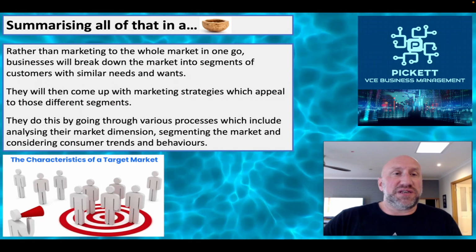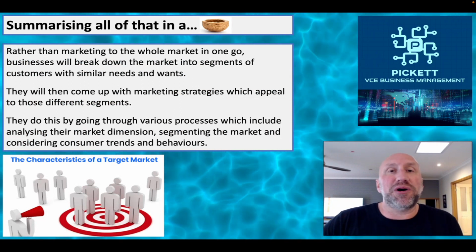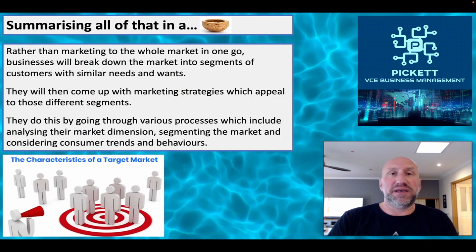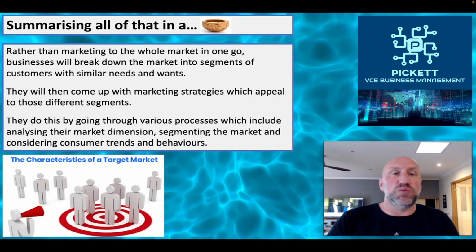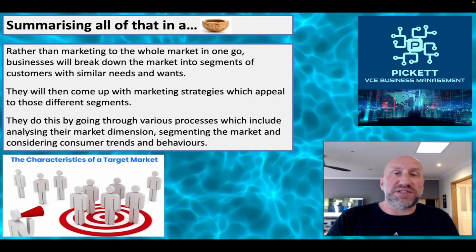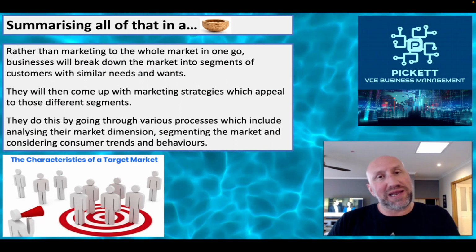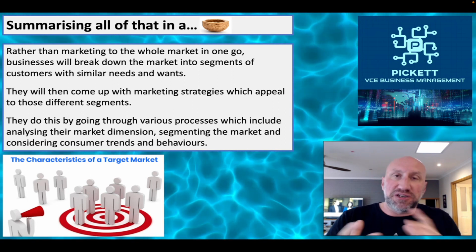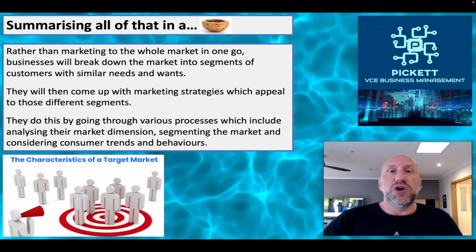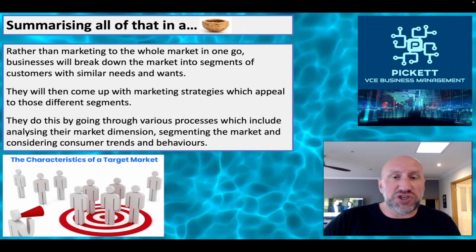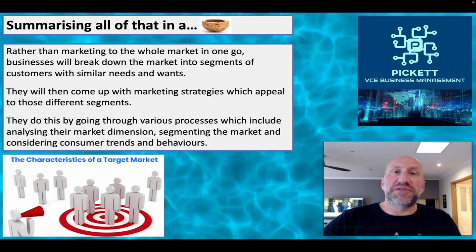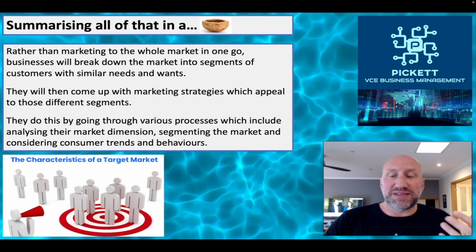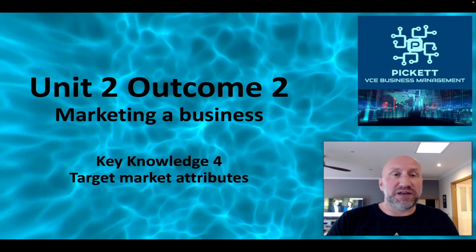Summarising all of this in a nutshell. So rather than marketing to the whole market in one go, businesses are going to break down the market into segments, okay? Segments of customers with similar needs and wants. They then come up with marketing strategies, and this is what we get on to later in the outcome, which are going to appeal to those different segments. And they do this by going through various processes, which include analysing their market dimension, segmenting their market, and then considering consumer trends and behaviours. Okay, so that is all of this in a nutshell.